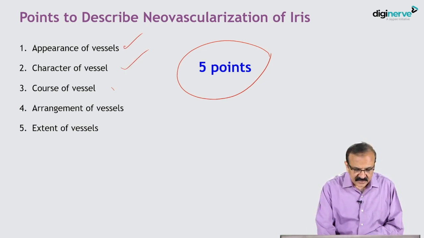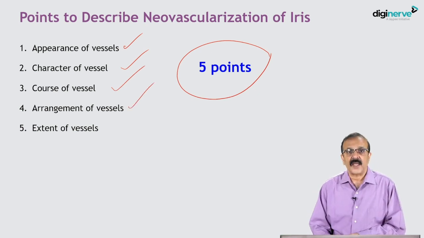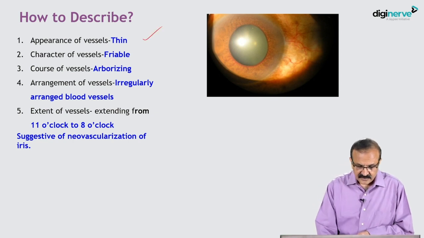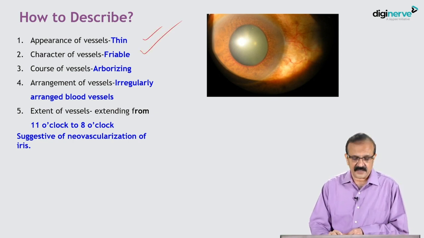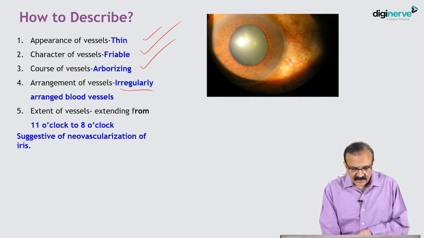What are the cores of these vessels? What is the arrangement of the vessels? And the extent of the vessels. And I'll describe you with an example. They are thin vessels, they are friable vessels, they are arborizing vessels, and they are irregularly arranged.